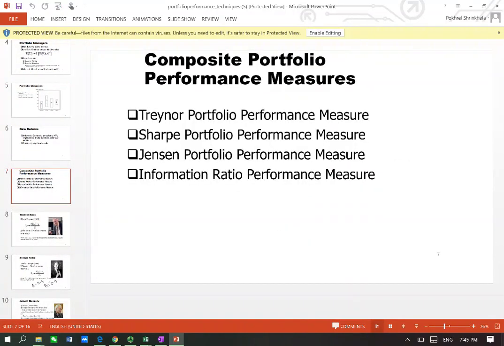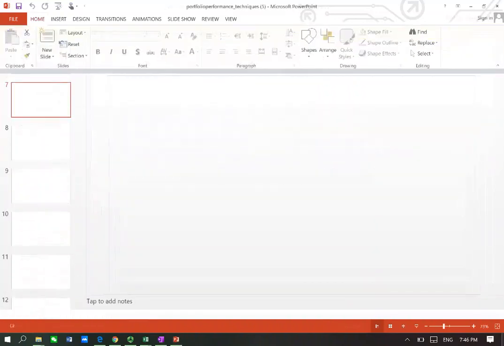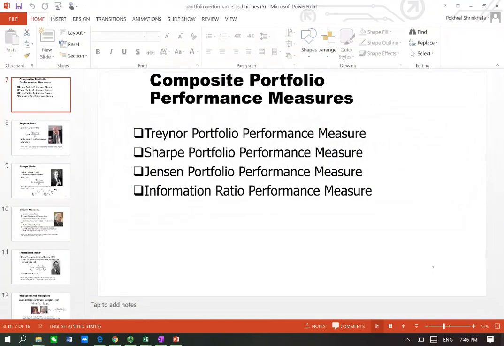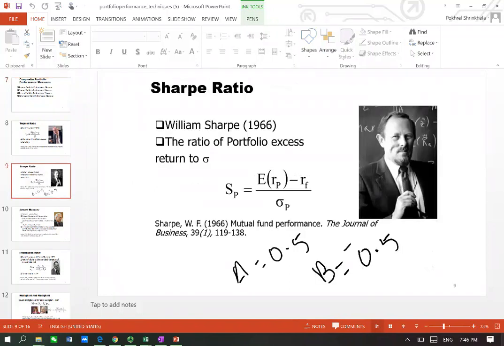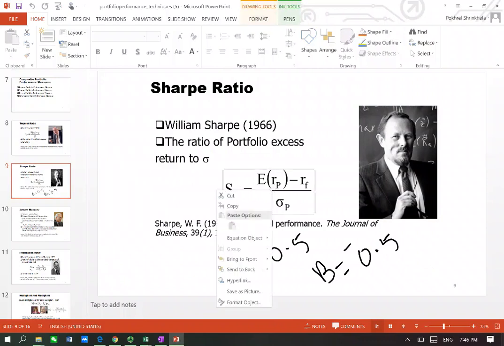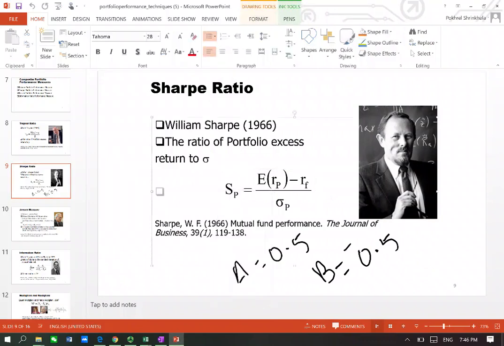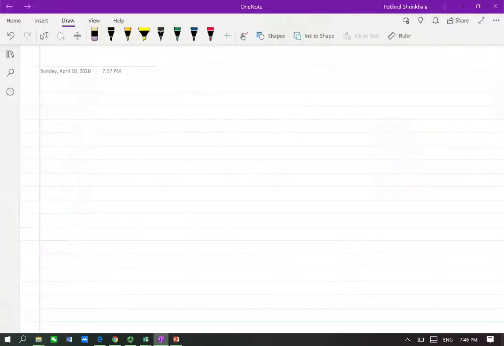One of the techniques we discussed is the Sharpe portfolio performance measure. So this is a risk adjusted return technique developed by William Sharpe in 1966, and here is the formula for it. Okay, that's the formula for Sharpe ratio, which I am going to write here.